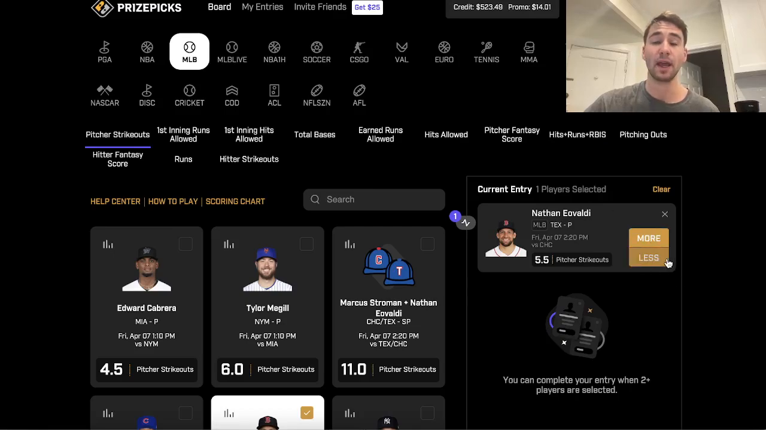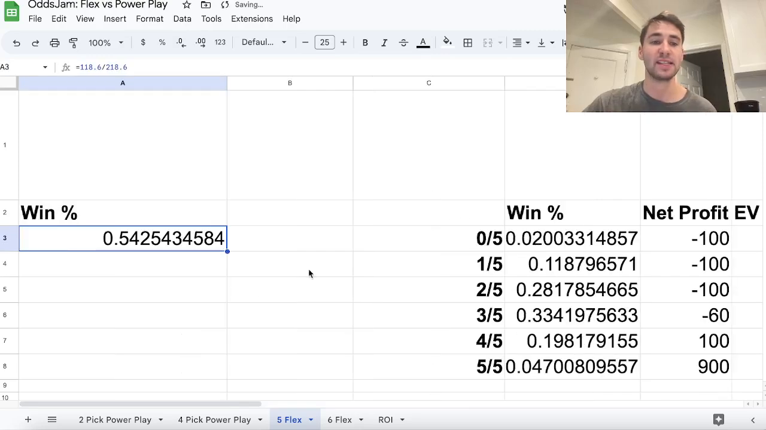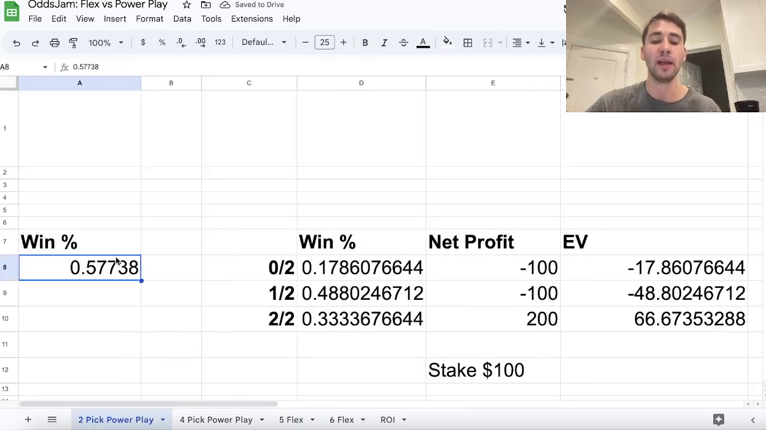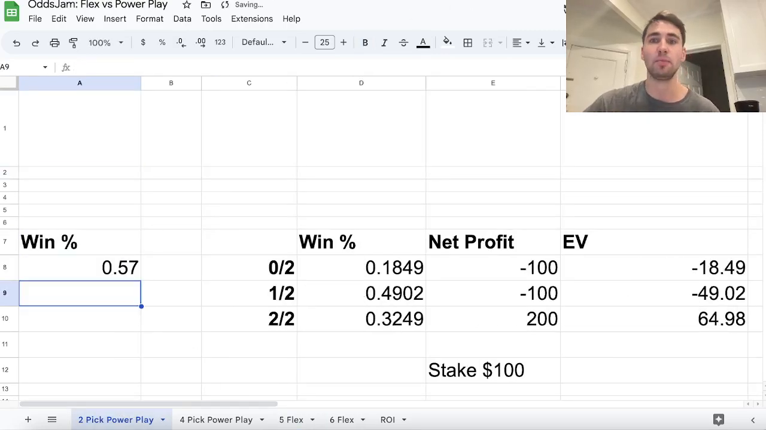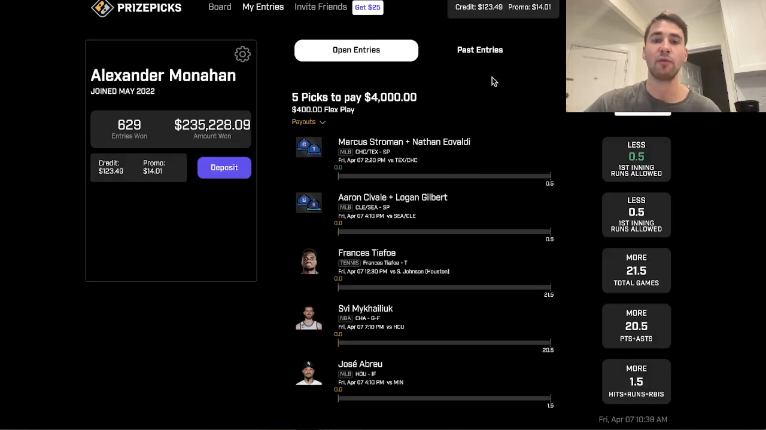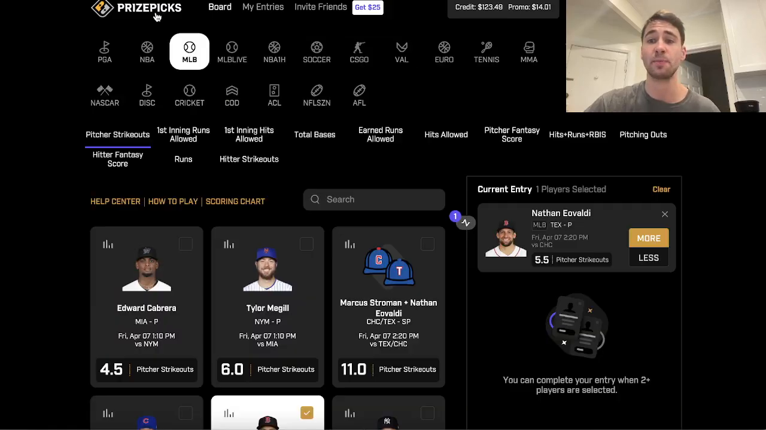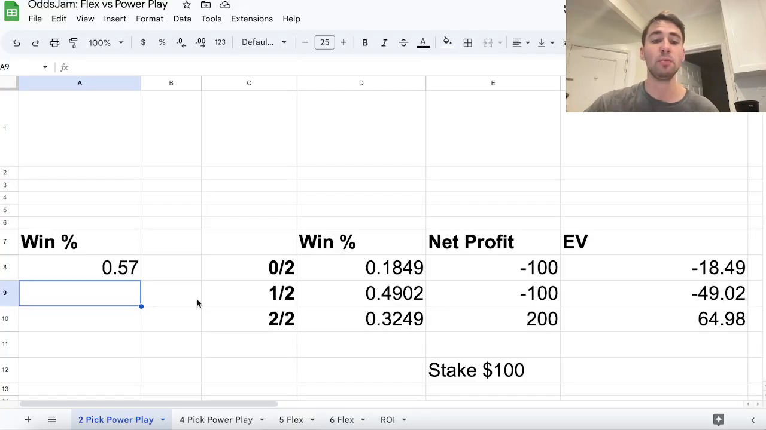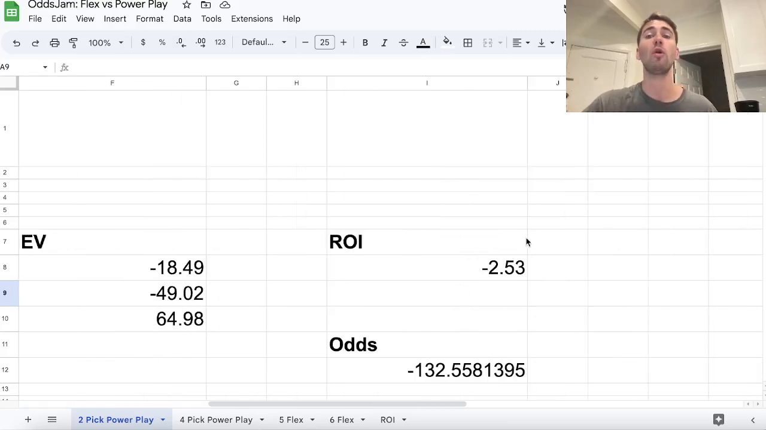Now, what's crazy about this is if we go over to a 2-pick power play, this is why you'll always see me playing 5 flexes, right? If we go to my entries, here you can see the first one. I'm always going to be playing 5 or 6-pick flexes for this reason. For a 5 flex, if you're hitting your picks at a rate of 57%, your ROI was 19.25%. For a 2-pick power play, your ROI is negative 2.53%.